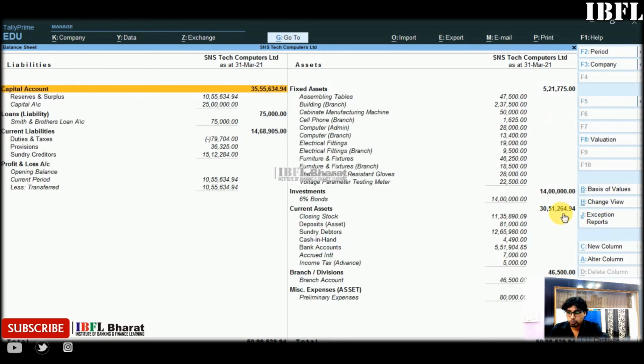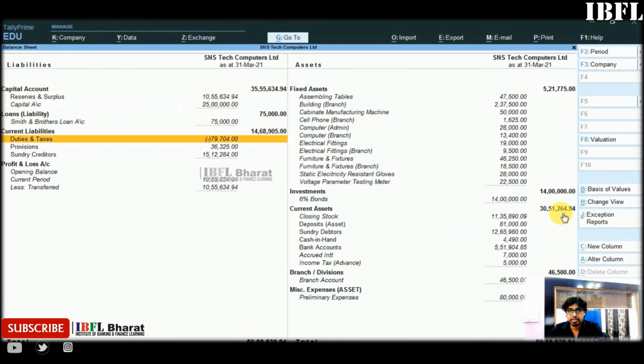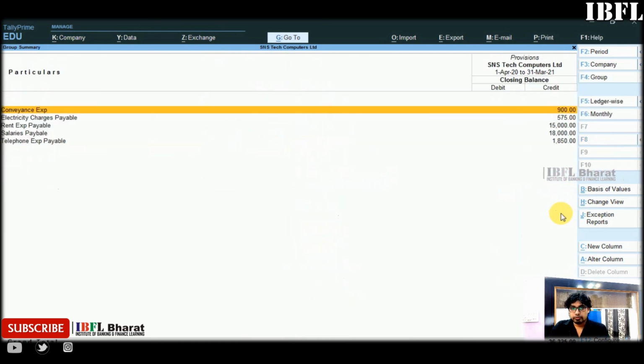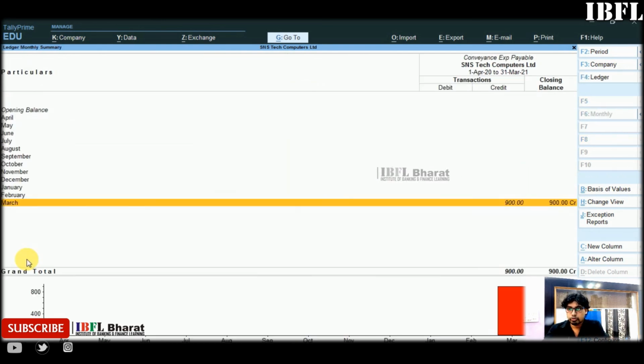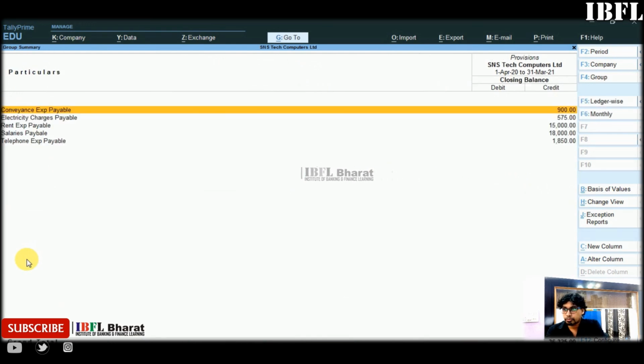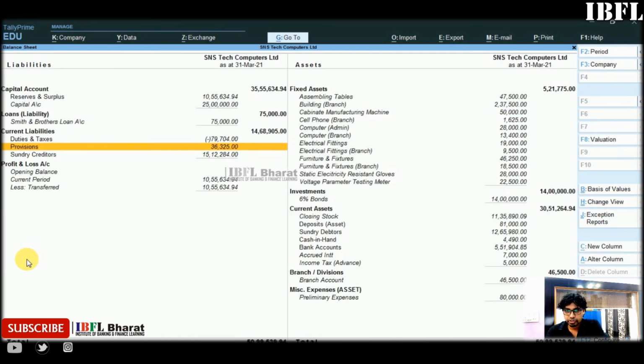Okay, this is your duties and taxes. The refundable amount is 79,704, which we have to return monthly according to our laws. Okay, this is the provision which we have taken, in which all the details are being shown, a provision as per 31st of March. And this is the final report.